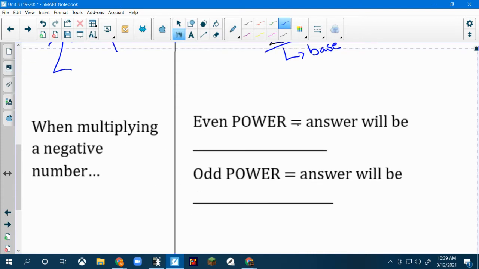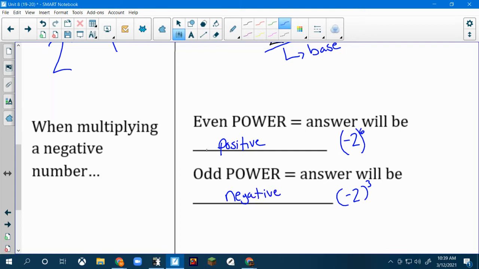Even power numbers, these answers will always be positive. Sorry, I should have said this first: this is for working with negative numbers. So if I have an even power, like negative 2 to the 6th, remember when we talked about this, we put these in parentheses. Your answer is going to be positive. This is a power rule. If you have an odd power, like negative 2 to the 3rd, that answer is going to be negative.